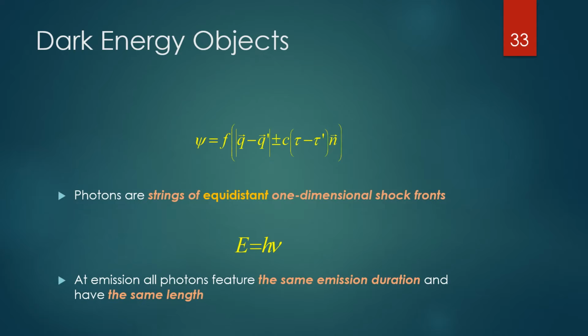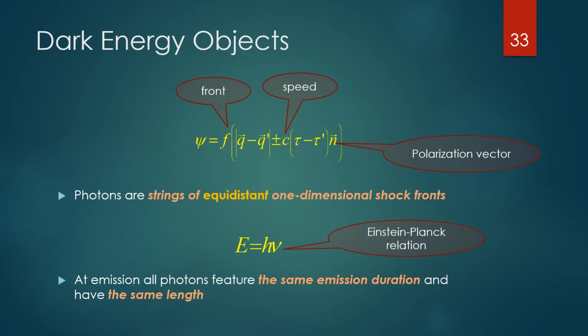Dark energy objects are field excitations that act as moving energy packages. Their effect is so tiny that in isolation this effect cannot be detected. Only combined in huge quantities these field excitations become noticeable. Dark energy objects behave as one-dimensional shock fronts. During travel the front keeps its shape and its amplitude. The front travels with light speed. Photons are strings of equidistant one-dimensional shock fronts. The strings obey the Einstein-Planck relation. At emission, all photons feature the same emission duration and have the same length.